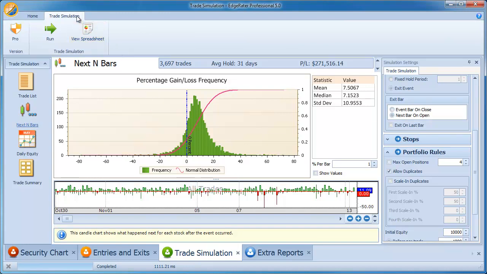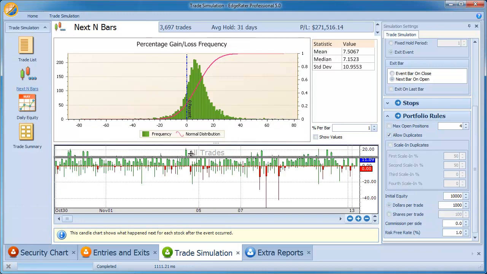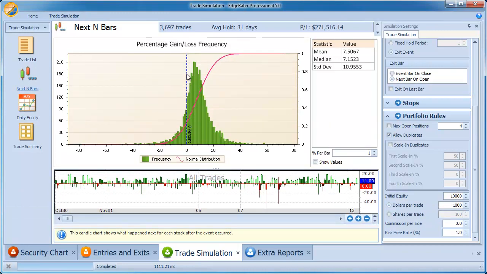Now the way this works is the chart is split into two halves. There's a vertical blue line. Anything to the right of the vertical blue line is a percentage gainer. Anything to the left of the line is a percentage loser, or a losing trade. And the height of the green bars indicates how many stocks made that particular percentage gain or loss.